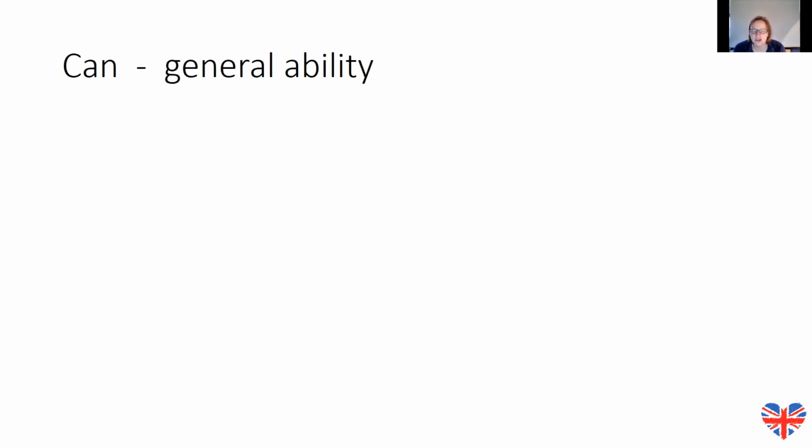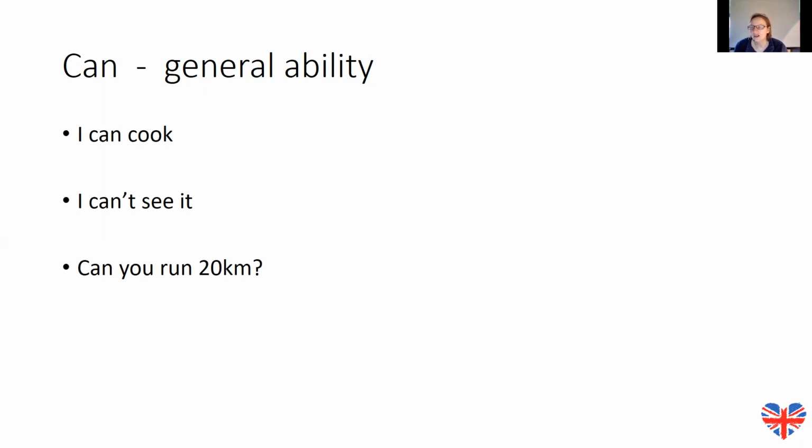So the first one we're going to look at is can. We use can to talk about general ability. So this is something that in the general scheme of the world you can do. You don't have to be able to do it at this moment, but in general we could say that you can do it. So a good example of this would be cooking. So a positive statement to this would be I can cook.